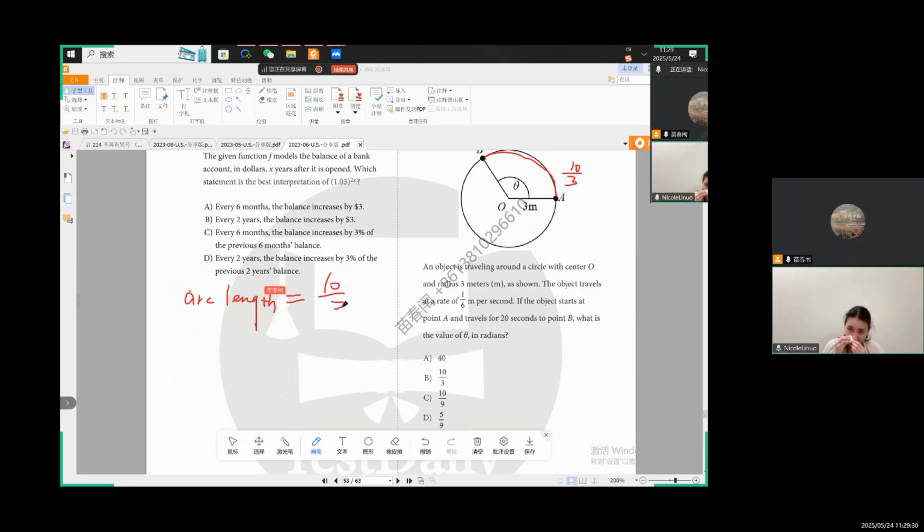Okay, sorry. So arc length has another something. How do we find arc length? There's a formula, isn't there? Degree over 360 times 2 pi r. You mean 360. Can you write it? Yes, I can.